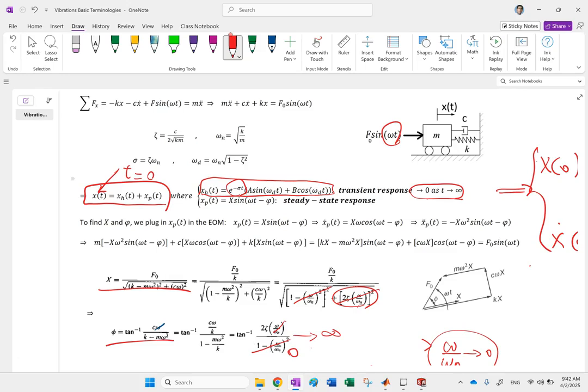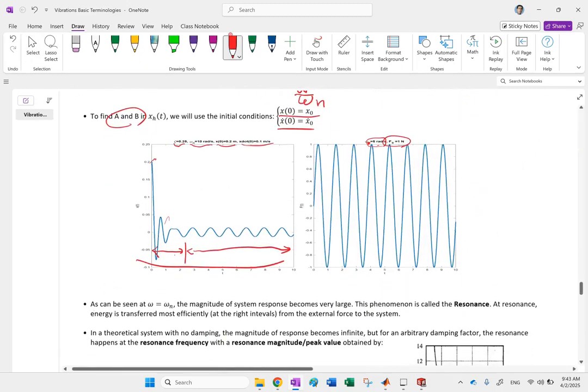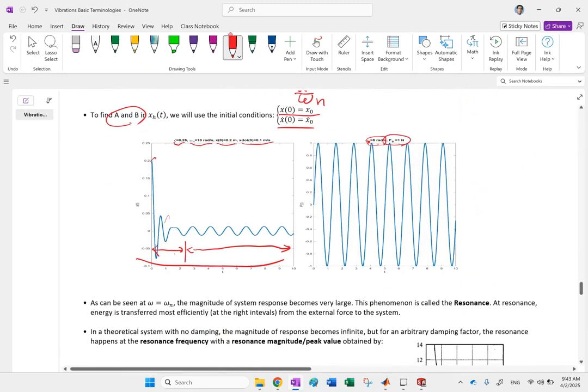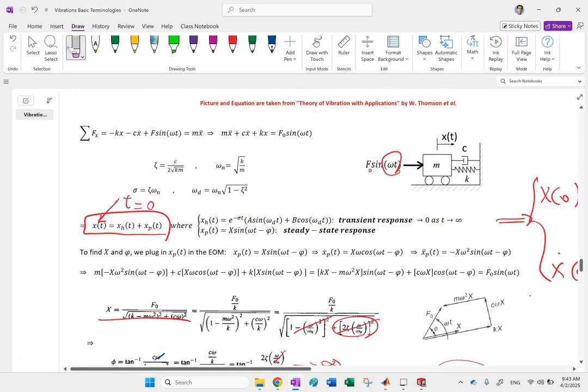So this portion of the response that will disappear after a little bit of time is what we call transient response. We can call the whole thing transient response, not just the homogeneous solution. So it's not really correct. Let me correct myself. It's not really correct to call only this portion transient. Transient is the whole thing.